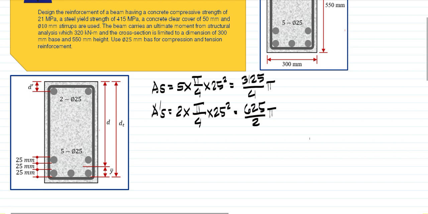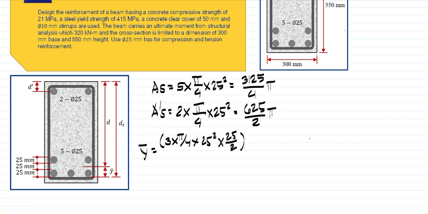So, that will be y bar is equal to, so from Varignon's theorem, so sa first layer meron tayong tatlo, 3 times pi over 4 times 25 squared. Then we will be needing yung centroid niya which is just 25 over 2. After taking that one, we have to add yung dalawa sa second layer times pi over 4 times 25 squared. So, yun yung area ng second layer.